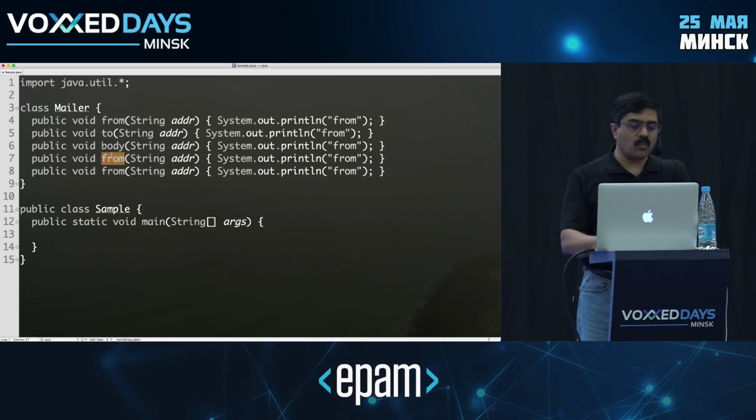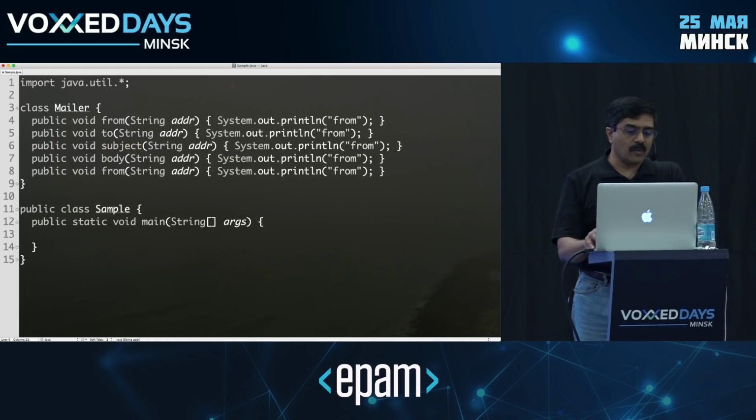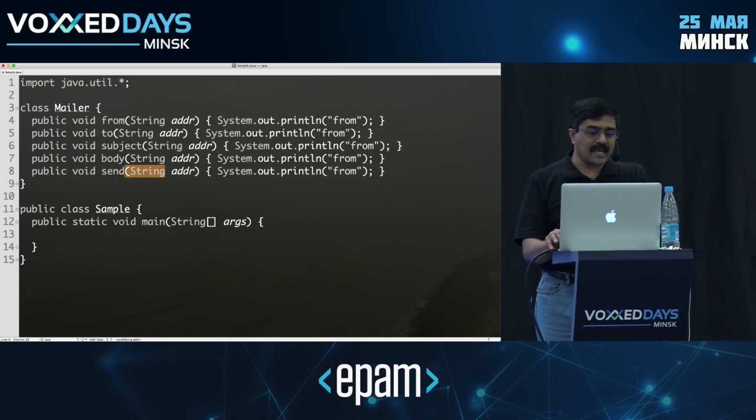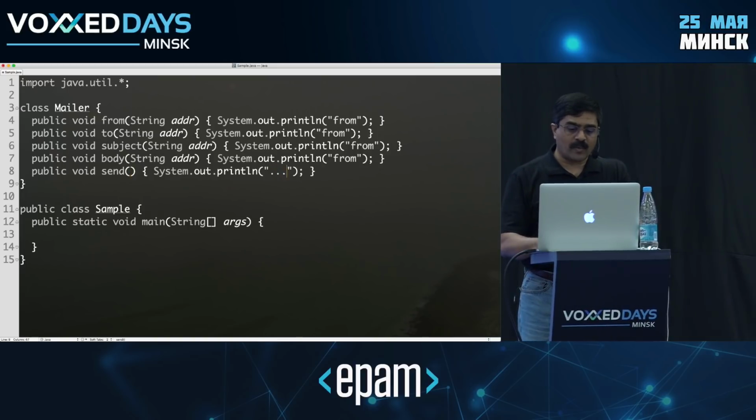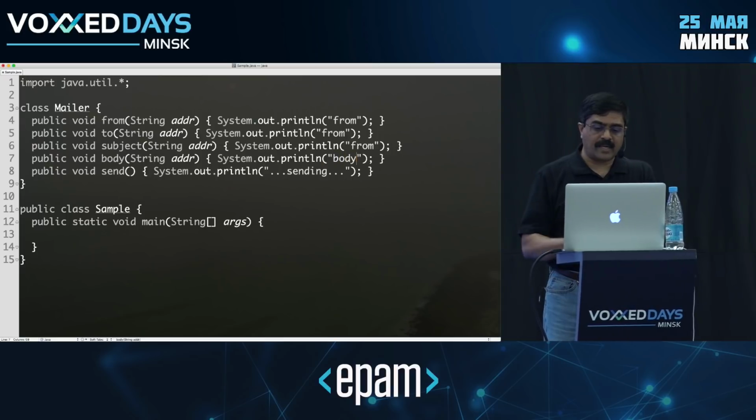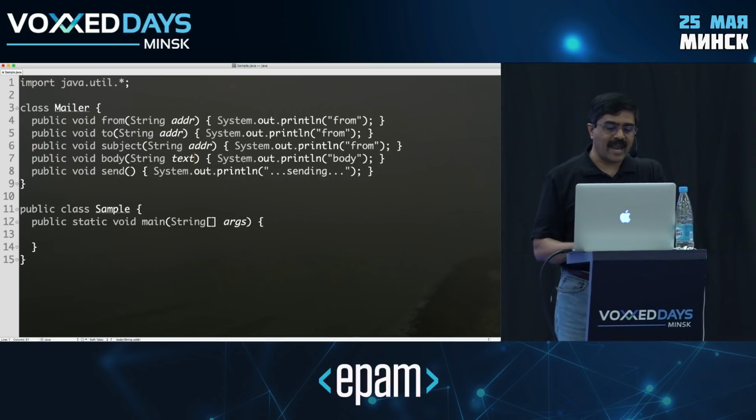Let's call this one from, to, body, and subject, let's say. And then finally, of course, we will simply say send. The send is not going to take any arguments right now. We will simply say over here, sending. But this one is going to say body right here, which is going to be some kind of a text. Subject is going to take a line, but that's going to be subject. And to is going to take an address, and we'll say to.